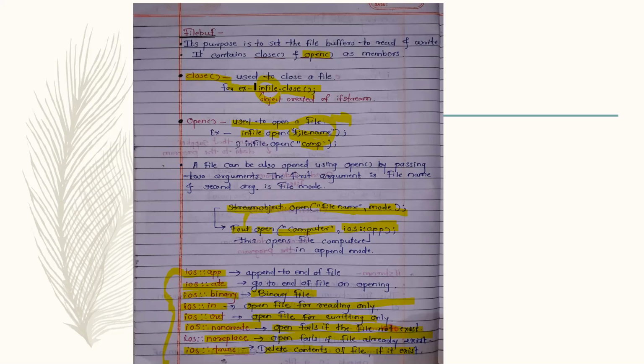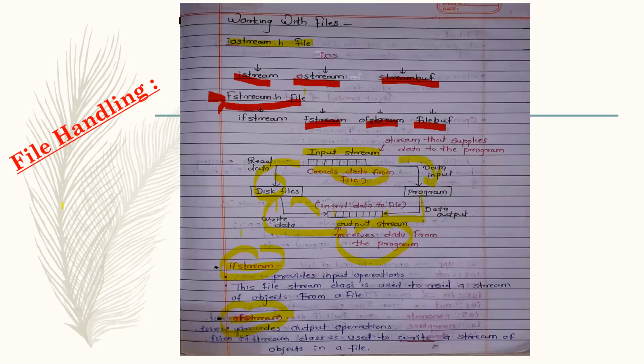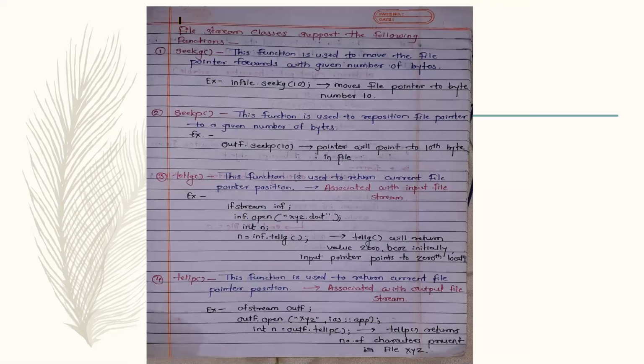So this is the close and open functions in file work. And there are two streams, ifstream and ofstream. ifstream is for input, ofstream is for output. Next are some file stream classes that support the following functions. Let's see the function seekg.